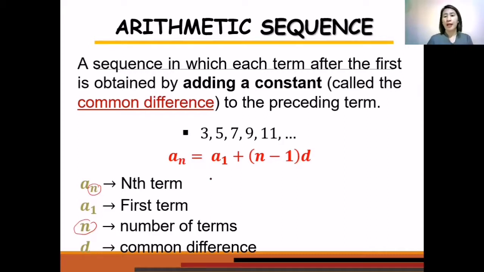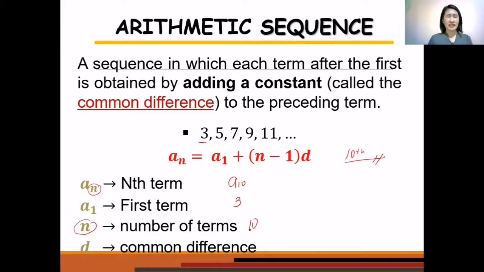So, for example, I want to get the 10th term of this example. You're now going to have a sub 10. a sub 1 is the first term of the sequence, which is 3. The number of terms needed in this problem, since you're looking for the 10th term, will also be equal to 10. As mentioned a while ago, they should be the same.